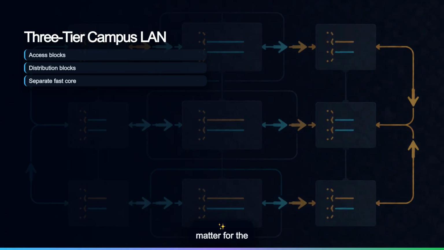Why does this matter for the exam? Because you must know what lives at each layer. Access does security and PoE. Distribution does aggregation, routing, and redundancy. Core does speed. 3 or more distribution blocks? The full mesh between them is too complex.